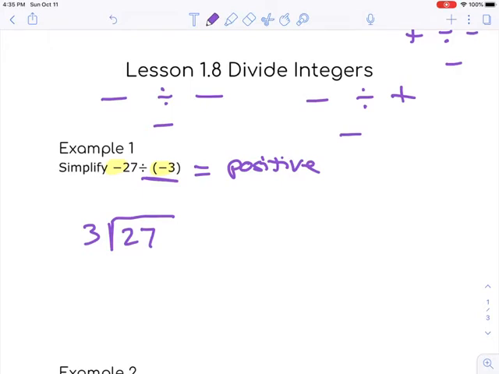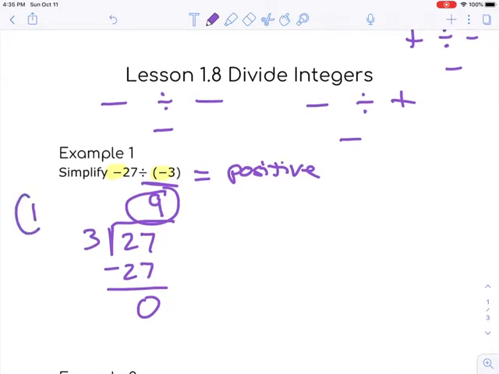And in this case, we're just going to go ahead and divide. So 27 divided by 3 is 9. And there is nothing left over because 9 times 3 actually is 27. So my answer here is positive 9. So whenever you're dividing, you can think about doing it in the division house just like I showed you. That would be the first way.